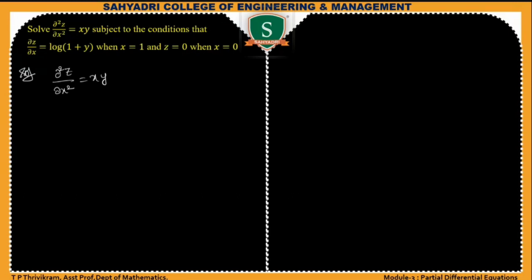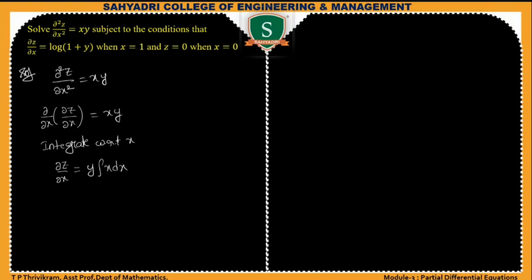Dou square z by dou x square is nothing but dou by dou x of dou z by dou x, which is equal to xy. Now integrate with respect to x. What happens? Dou z by dou x is equal to, so here we are integrating with respect to x, y into integral x dx.